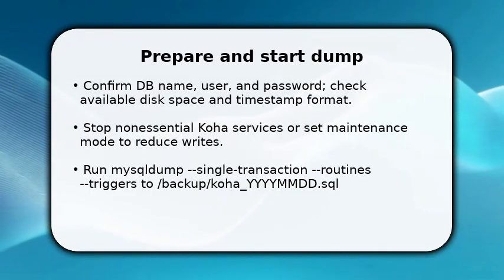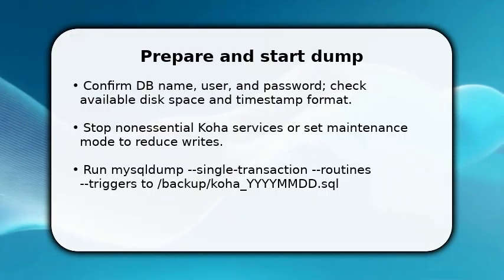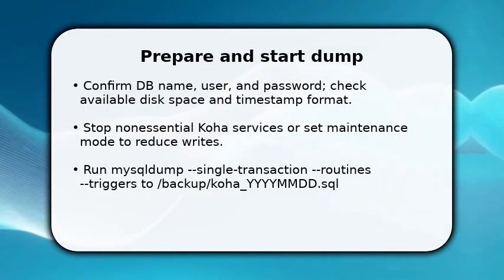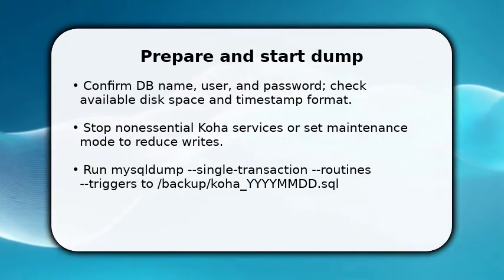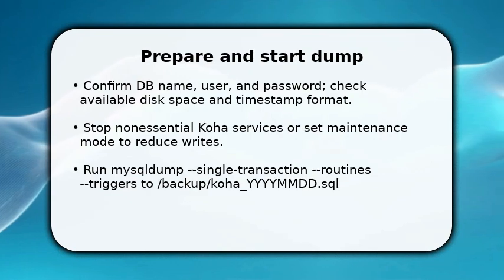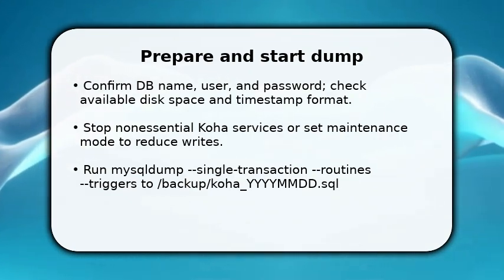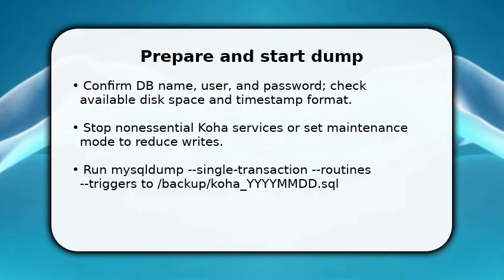You'll start immediately by gathering DB credentials and confirming ample disk space. This prevents mid-backup failures. Once ready, set Koha to maintenance or stop web services to reduce concurrent writes, then run mysqldump with single transaction plus routines and triggers. Use a timestamped file name for clarity and retention. Doing this preserves a consistent InnoDB state without long locks. Make sure the dump completes and note the exit code to detect errors before moving to compression and file operations.